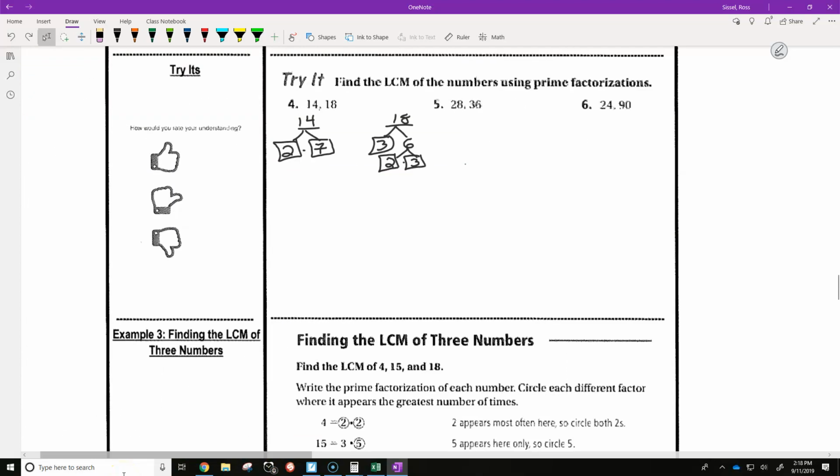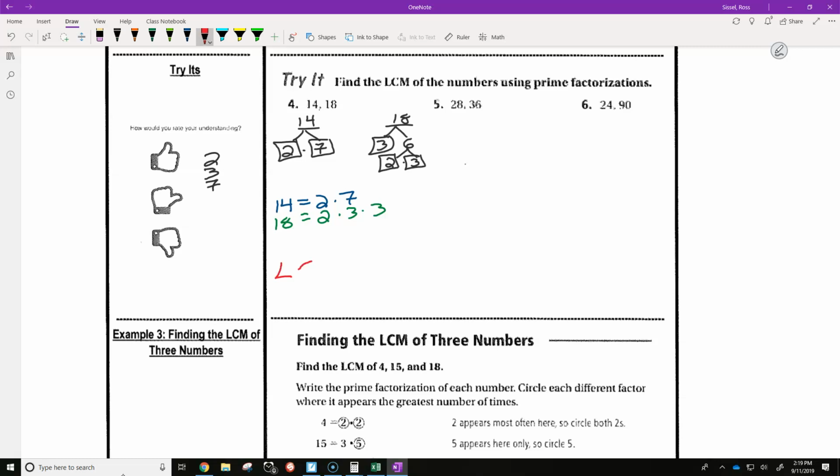So, I'm just going to go ahead and I'm going to write this down. My prime factorization of 14 was 2 times 7. My prime factorization of 18 was 2 times 3 times 3. Okay, here's the new steps that you probably have not learned yet. I first identified what prime numbers did I use. I'm going to write them off to the side just to stay organized. I used what numbers? 2, 3, and 7. 2s, 3s, and 7s.